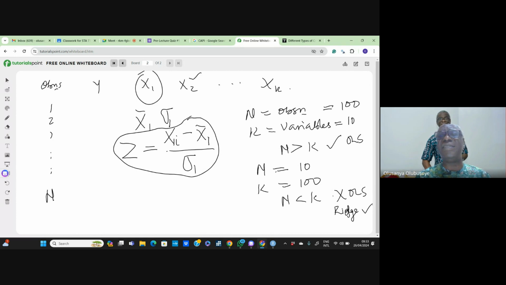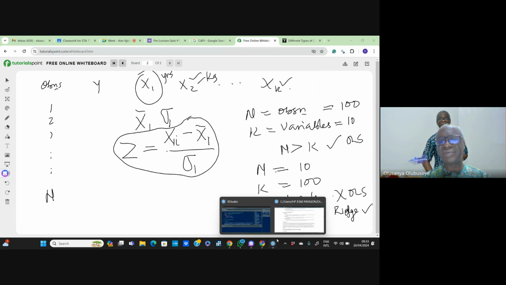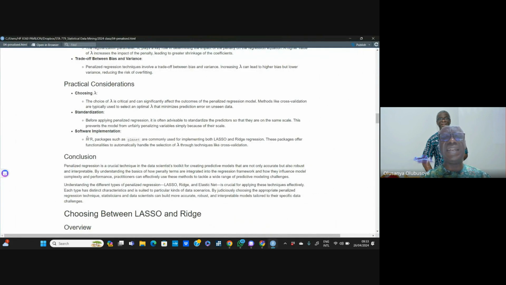You will also standardize the others, so that if this is age, which is measured in years, and this is weight, which is measured in kg, and whatever, by the time you standardize, all of them will have the same unit of measurement. So standardizing the predictors puts them on the same scale. This will prevent the model from unfairly penalizing variables simply because of their scale.